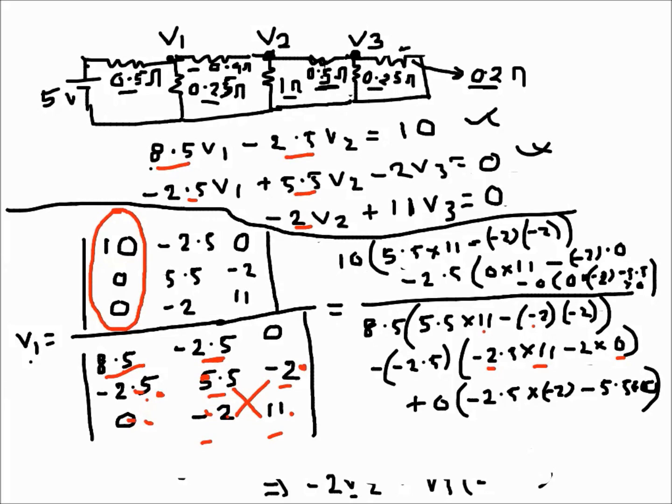And for V2, the second column of the numerator will be replaced by the right hand side and the first column will remain as it is. The denominator will remain the same, of course, and the other columns will be the same as the denominator, and so as for the third variable V3.